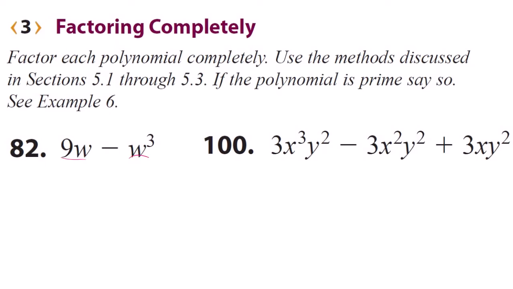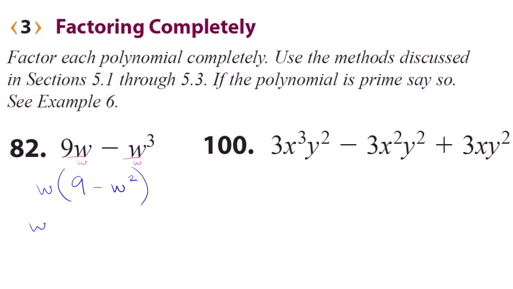So here we have a GCF of W, so we can factor out a W. Then our leftovers will be 9 minus W squared, right? When we divide both of these by W, that's what we get, okay? Now this is a difference of two squares, right? 9 is a perfect square, W squared is a perfect square, it's a difference, we're subtracting.